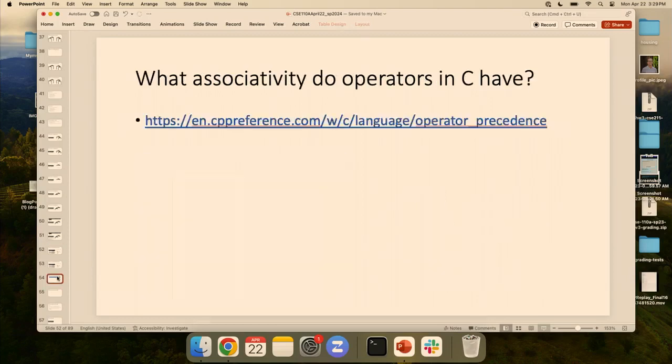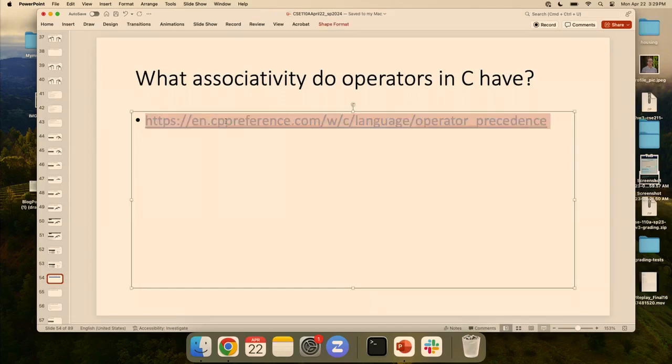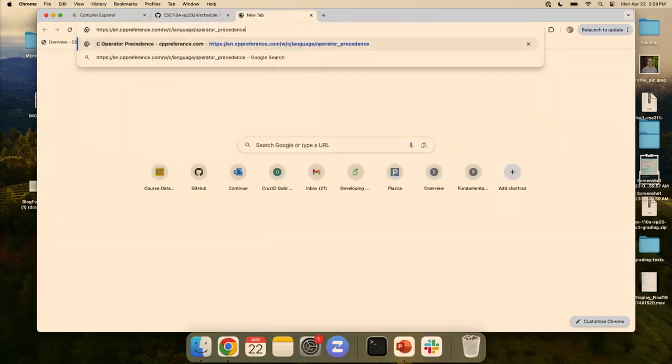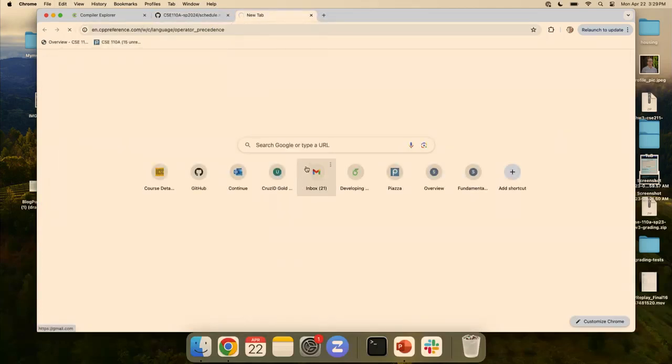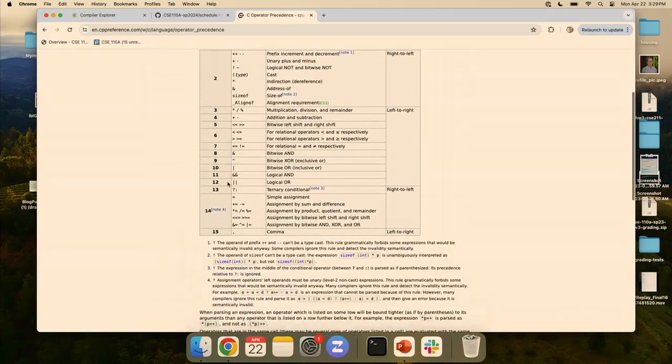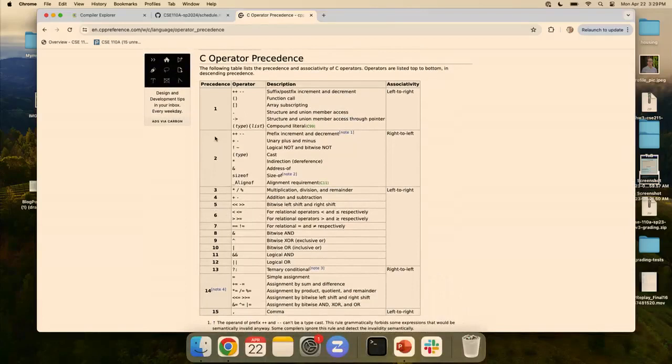Okay. Let's continue on. Just as a reminder, C++ does have tables very similar to the ones we've been making. They have all of their operators, 15 levels of precedence, and each level says whether it's left to right or right to left, and all the goodies like that. I do think it is worth some time looking at how this is implemented in real languages.